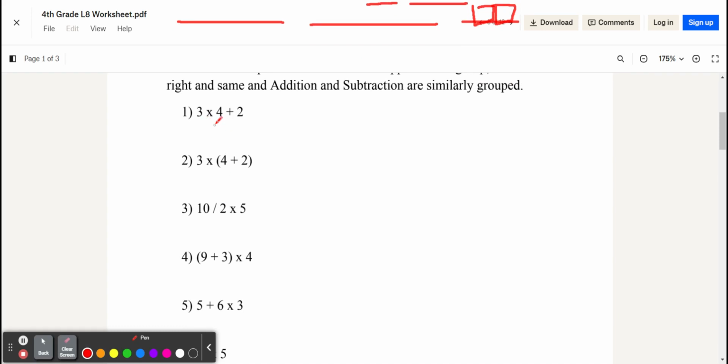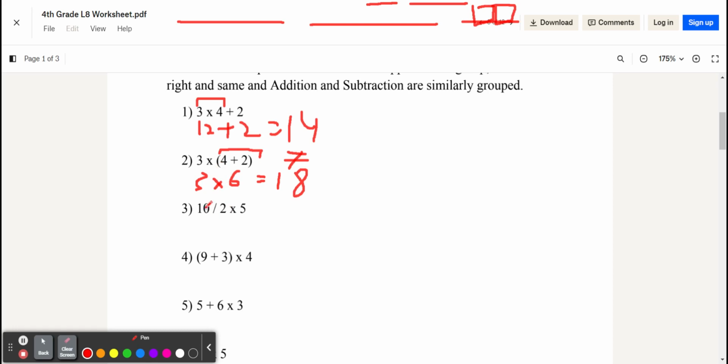So here we have 3 times 4 plus 2. Now, we know multiplication and division happens before addition and subtraction. So we do 3 times 4 first, which is 12, plus 2 equals 14. Next problem is 3 times (4 plus 2). It's the same problem, but now there are parentheses here. So this is one group, and we'll do these first. 4 plus 2 is 6, and then 3 times 6 is 18. And you can see that these are not the same. So it does matter what order you do them in.